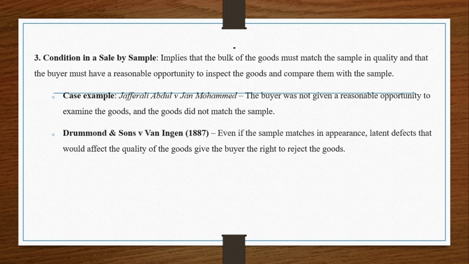So here, the bulk of the goods appeared to match the sample, but contained hidden defects that rendered them unsuitable for the intended purpose. So here, the buyer inspected the goods to see if they match the sample, and they appeared to be matching the sample, but they had some problems that were not displayed. So they had some hidden defects that rendered them unsuitable for the intended purpose. So the outcome was, court ruled that the buyer could reject the goods due to those defects that affected the quality, even though the sample looked acceptable.